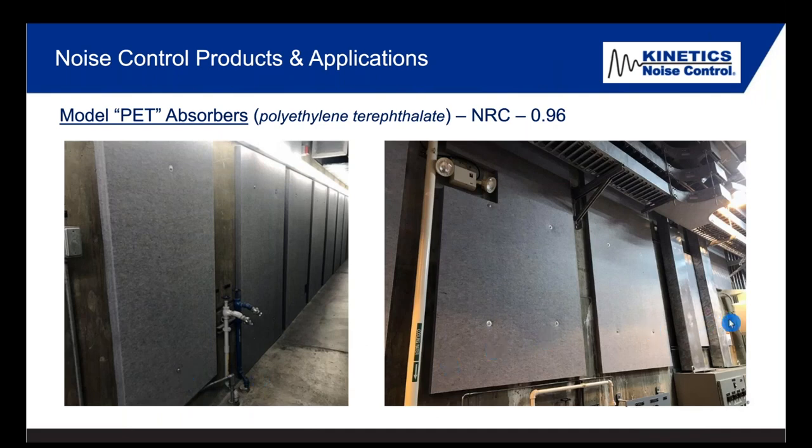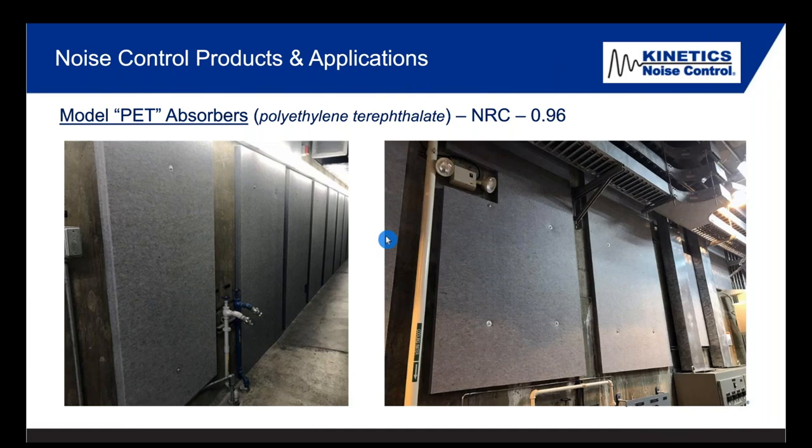Another product is model PET absorbers. I like to put the name up there, polyethylene terephthalate, because it's a hard word to say and it's kind of fun. And this is recycled. Picture all your plastic water bottles crunched up, ground up and recycled. These can come in 1 or 2 inch thicknesses. They can even be double layer up to 4 inch thicknesses. And those can also be pinned up to the walls for absorption.